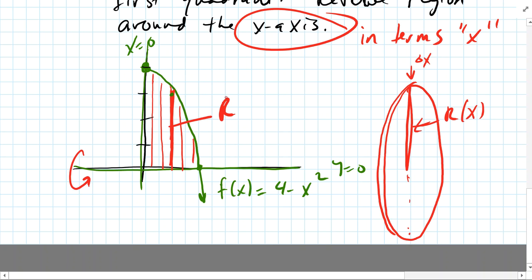So what does my R equal? What's the upper curve? 4 minus x squared, minus, what's the lower? 0. Am I making you write that for a reason? Because what am I going to do? I'm going to take this whole thing and shift it up or shift it down.